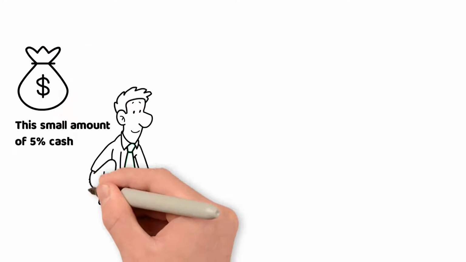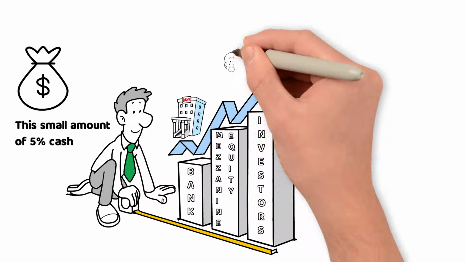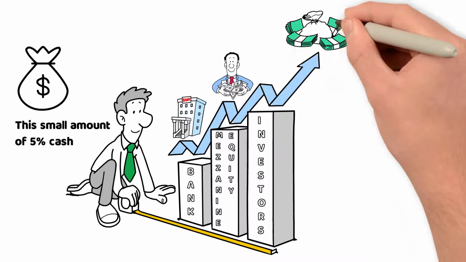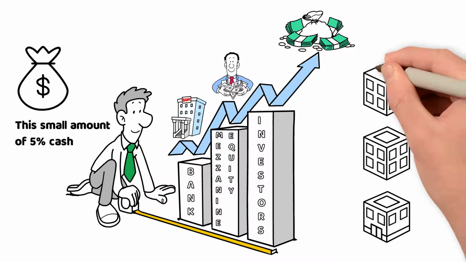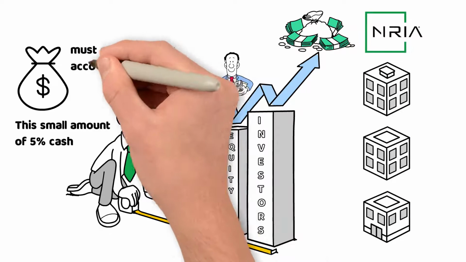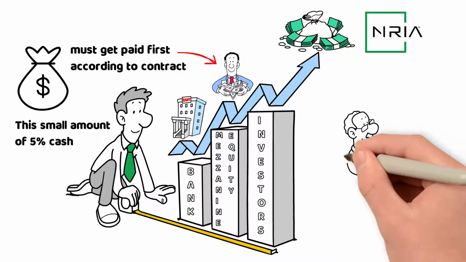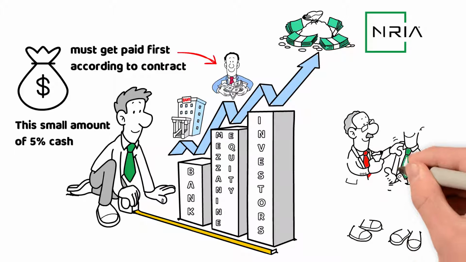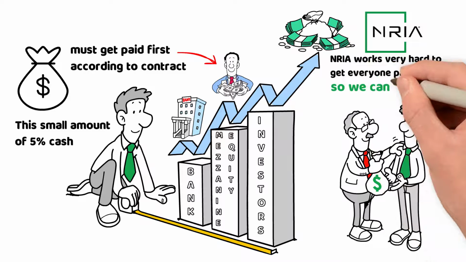This small amount of 5% cash in from investors controls 100% of the cash out of the project at resale and gets repaid with returns first at the closing of building sales. All NRIA investors are paid ahead of NRIA on each building and must get paid first according to contract. NRIA investors are ahead of NRIA in creditor priority and must be paid in full before NRIA can take its profits. Thus, NRIA works very hard to get everyone paid, so we can be paid.